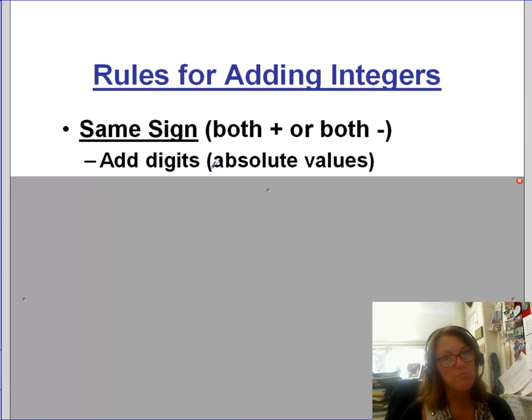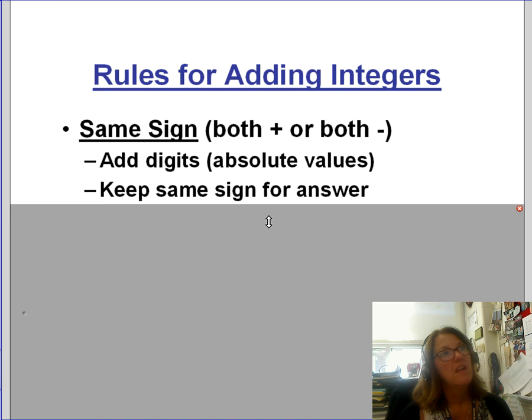Add the digit parts, in other words, the absolute values together. How far are they from 0? That part. And then keep the same sign for your answer. If both of your numbers were positive, your answer's positive. If both numbers were negative, your answer's negative.